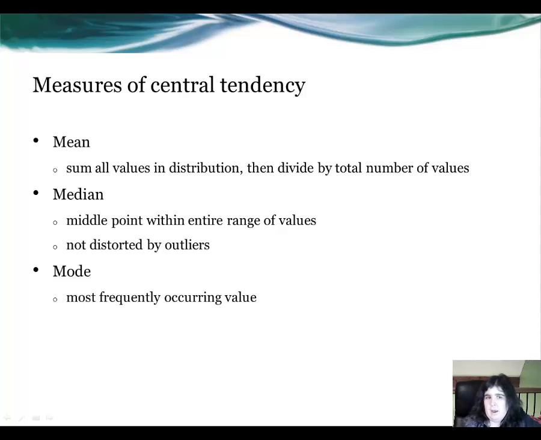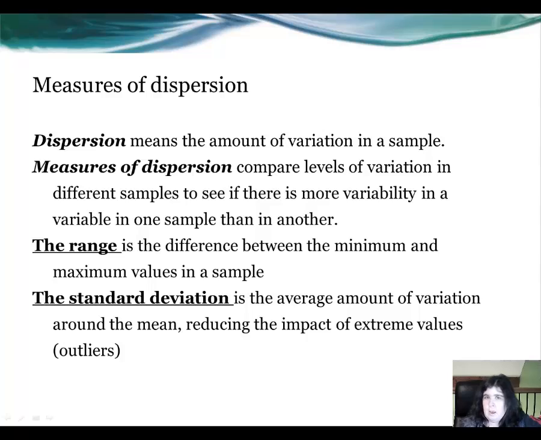Then we have what's known as the measures of dispersion. Dispersion means the amount of variation in a sample. The measures of dispersion compare the levels of variation in the different samples to see is there more variability in a variable in one sample than in another. The range is the difference between the minimum and the maximum values in a sample, and then the standard deviation is the average amount of variation around the mean, reducing the impact of extreme values, those being the outliers.